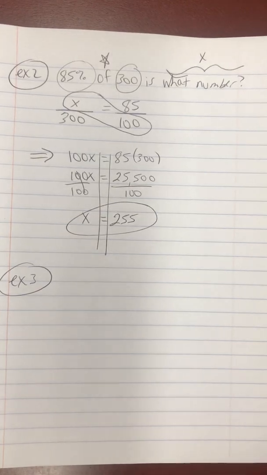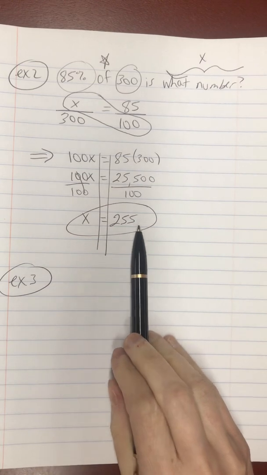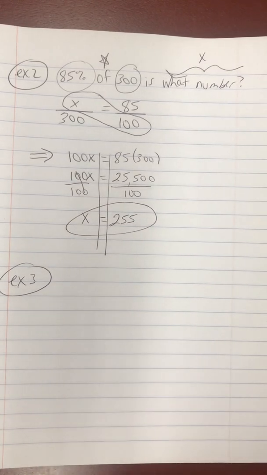Oh my goodness, I'm talking all over the place today. I apologize, guys. I'm saying the wrong thing. 255 is our final answer. I did say 225 by accident.